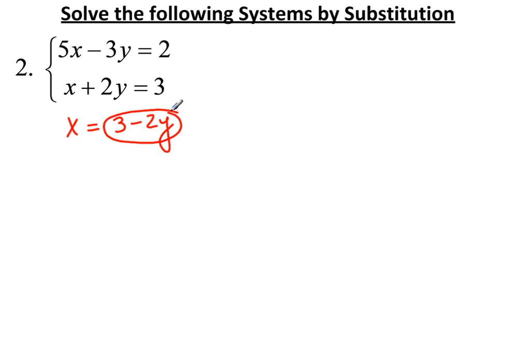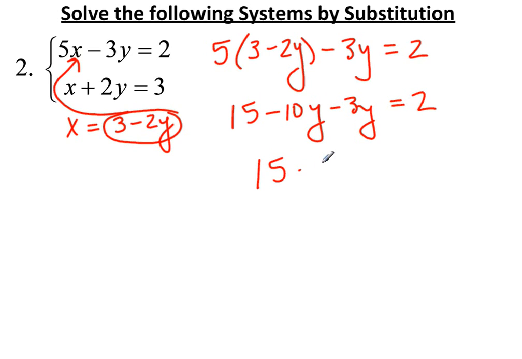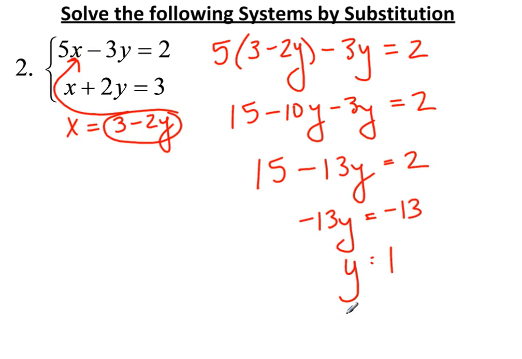So now I can take this, and anywhere I see an x in the first equation, I'm going to substitute it in. And this is a place where you definitely need to use parentheses. So we get 5 times the quantity of 3 minus 2y, minus 3y equals a positive 2. I'm going to distribute it: 15 minus 10y minus 3y equals 2. 15 minus 13y equals 2. Subtract 15 from both sides. I'm going to get negative 13y is equal to negative 13. And then finally divide by negative 13 gives me a positive 1.